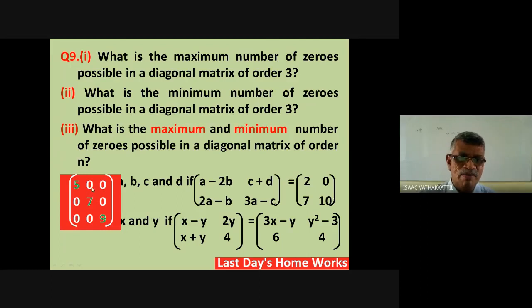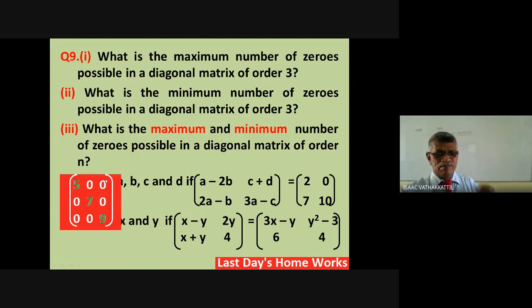You cannot have a non-zero element in the non-diagonal positions. Minimum how many zeros? I'm talking about the minimum. The second part: what is the minimum number of zeros? Can some of you tell me? 6 zeros must be there.